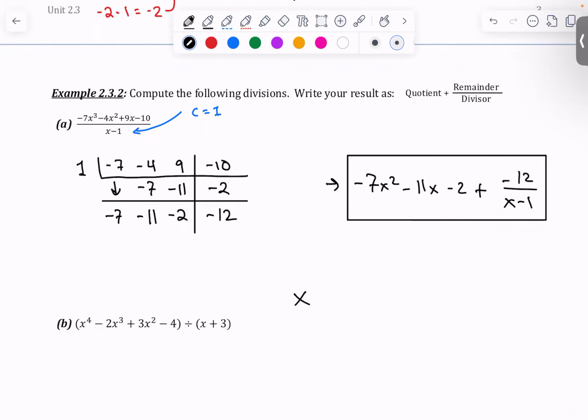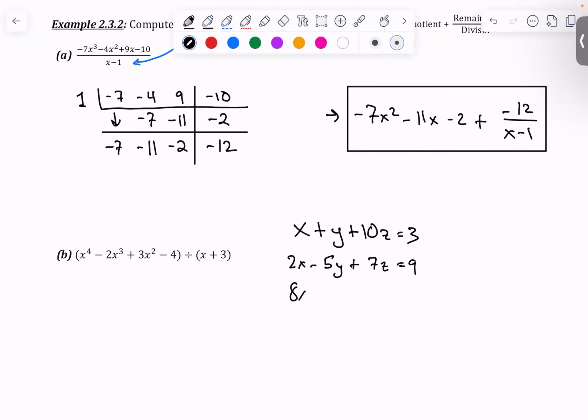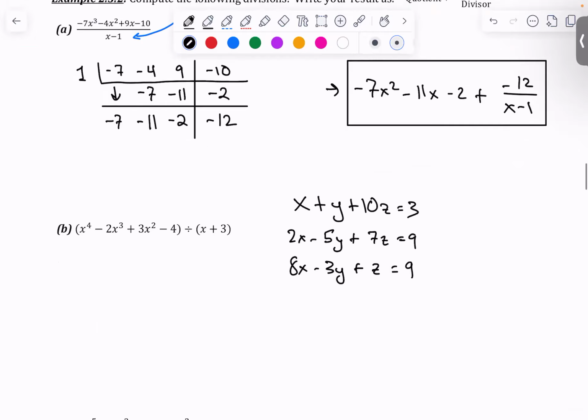So if I'm trying to solve x plus y plus 10z equals 3, and then 2x minus 5y plus 7z equals 9, and 8x minus 3y plus z is equal to 9 as well. Trying to solve this, as we'll see in Unit 4, takes a long time. But in matrix algebra, you can convert this to 1, 1, 10, 3, 2, negative 5, 7, 9, 8, negative 3, 1, 9.